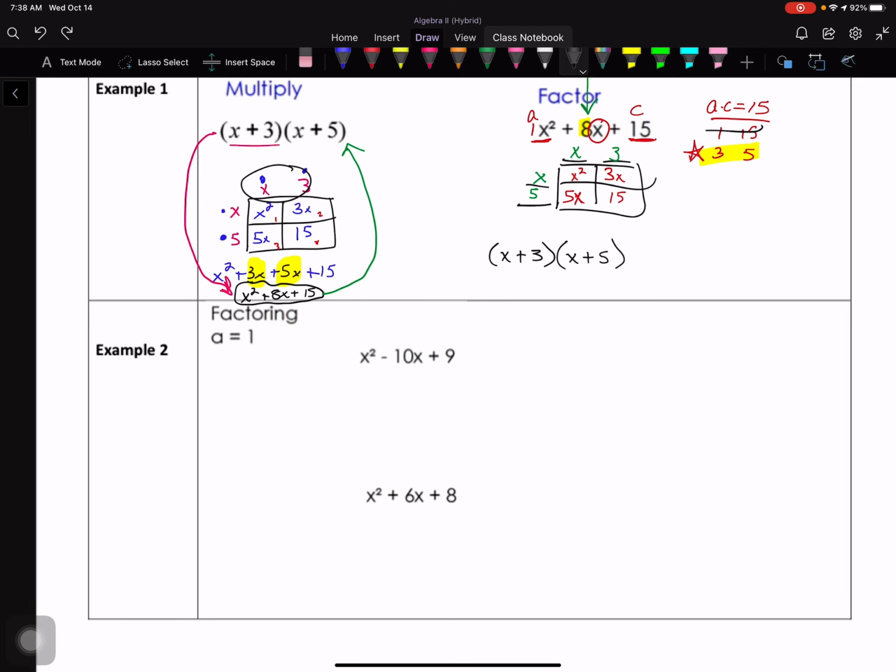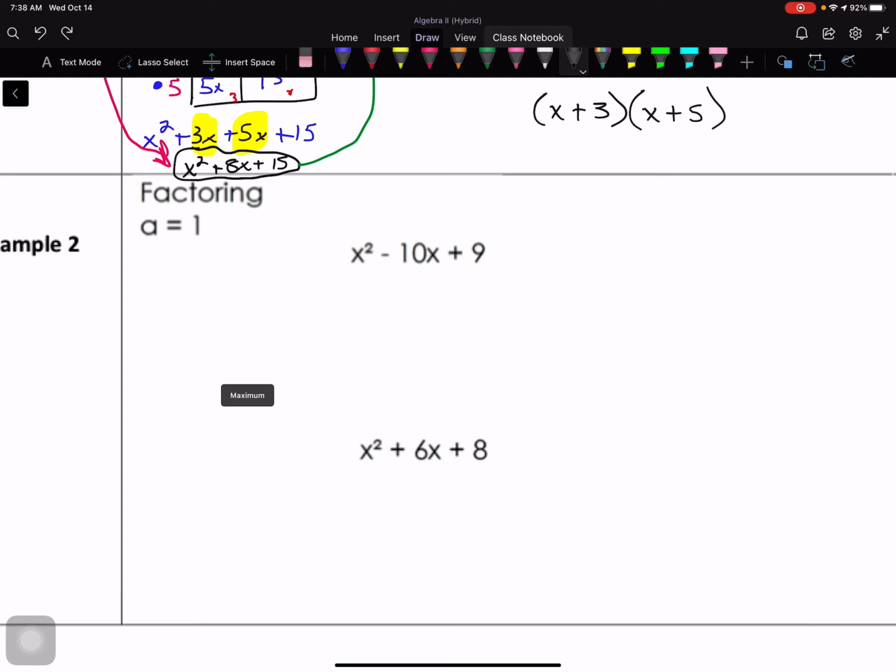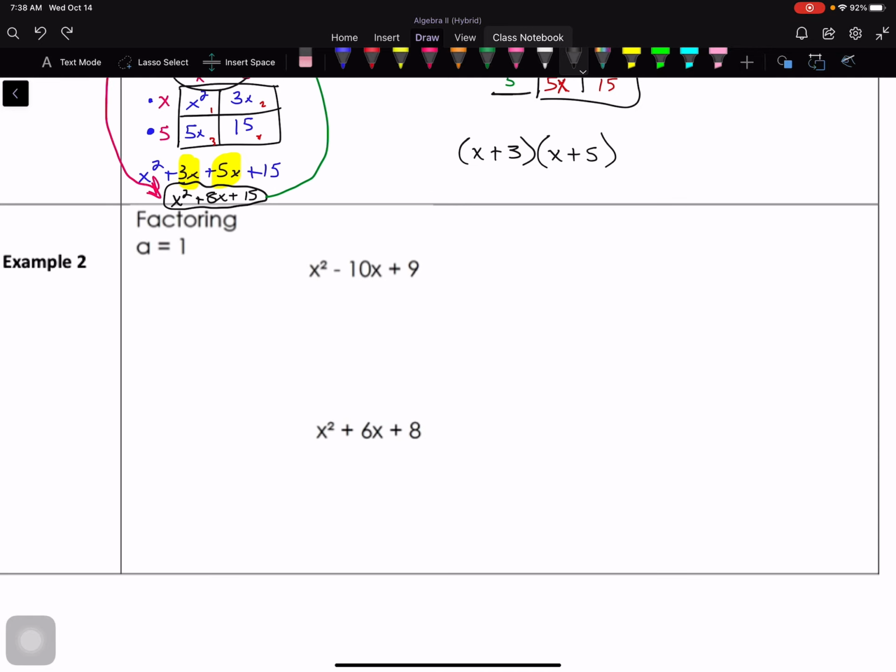It says factor x squared minus 10x plus 9. Worst case scenario, you go back up and use the box, factoring how we did that example. If you want to use the shortcut, that's only when my a value is 1. Here's how you'd set it up. You'd set up your 2 parentheses.